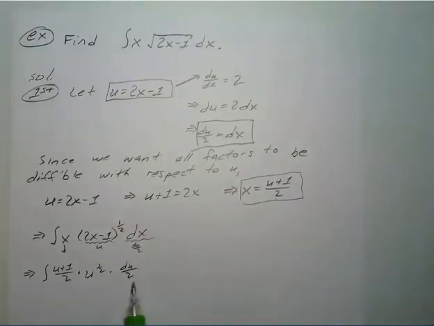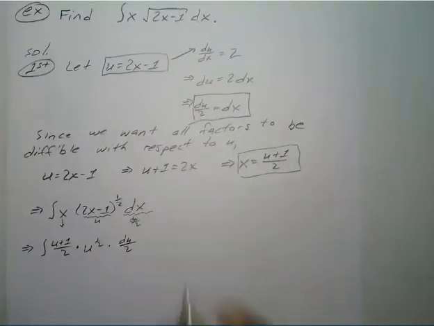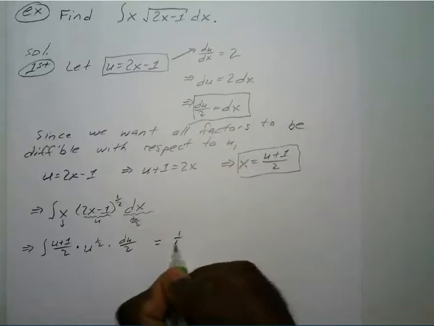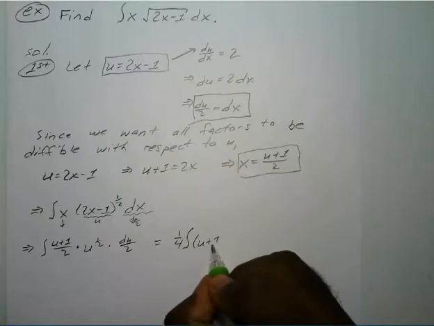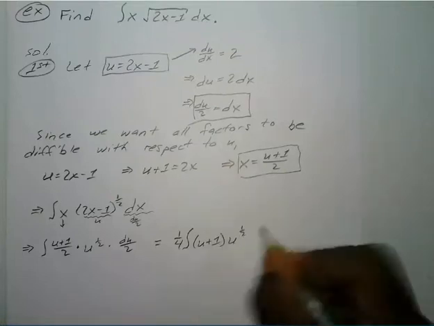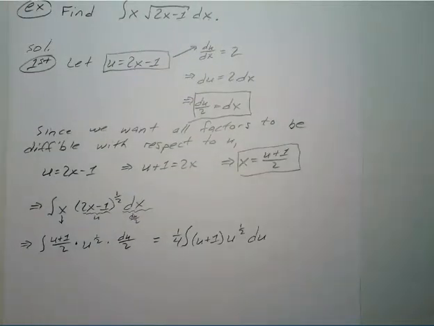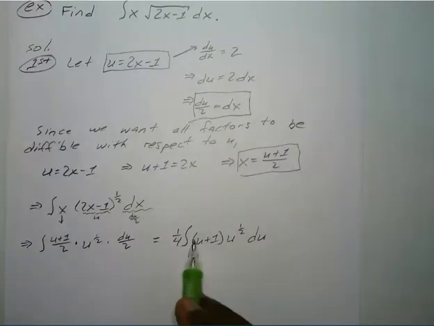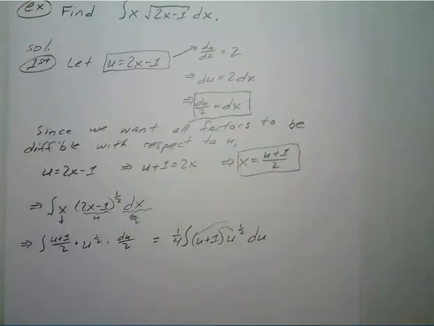All right, so for our denominators, we have a 2 here and a 2 there. If we combine those, 2 times 2 is 4. We can factor that 1/4 out. So that's going to equal 1/4 times the integral of (u plus 1) times u to the 1/2 power du. All right, so it's looking a little bit better. But we want to get rid of all these parentheses, so we're going to go ahead and distribute that u to the 1/2.